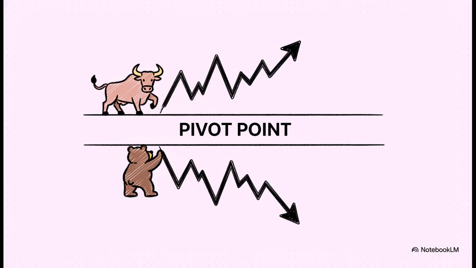Price trading above the pivot point, that's bullish. The buyers are in control, pushing things up. Price trading below the pivot point, that's bearish. Sellers have the reins. It's that straightforward. It's a quick and dirty gauge of the market's bias for the day.